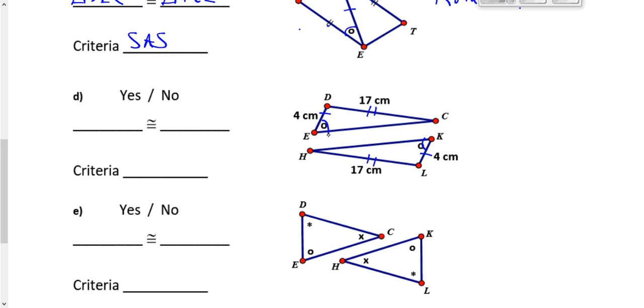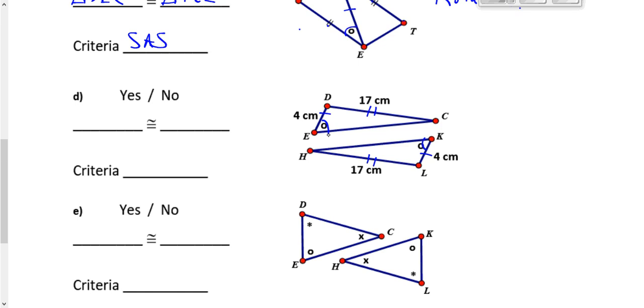So SAS would be the angle between the two congruent sides. Here's our two congruent sides, and we need that. Correct. So it's SSA. SSA is the same as ASS. It doesn't matter the direction you go, so keep that in mind.